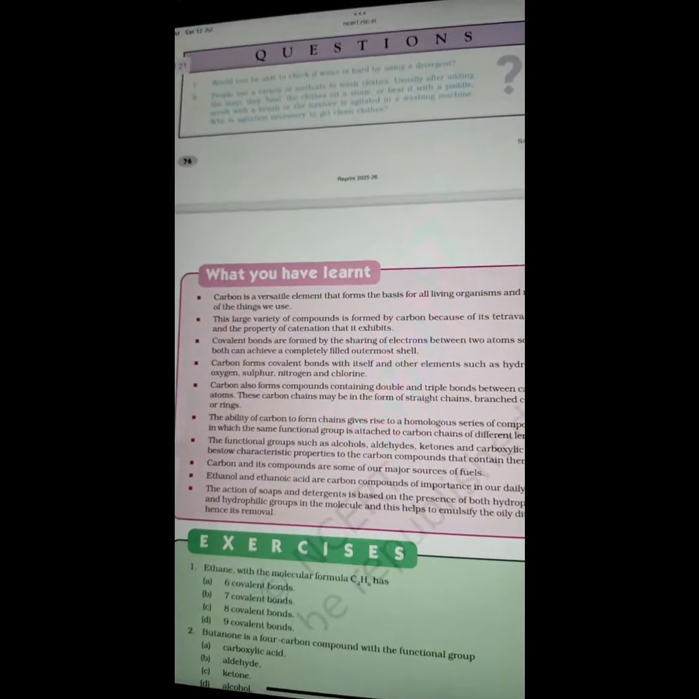So that was all in this chapter. Once you are done with the reading, just go ahead with the summary so that you do not leave any point. So here is the summary of Carbon and its Compounds, chapter 4, class 10th science.